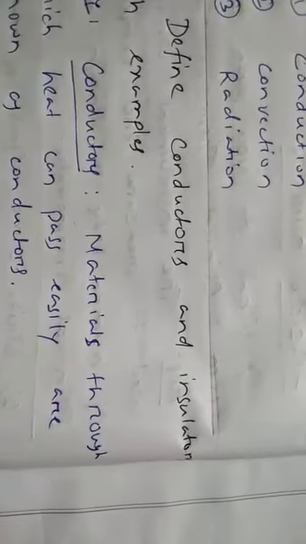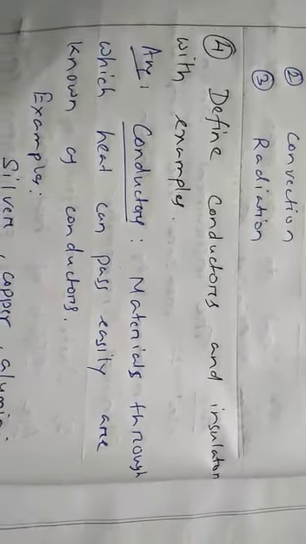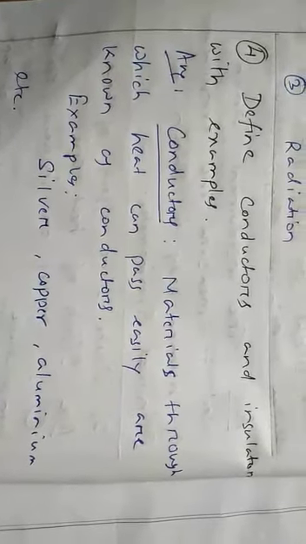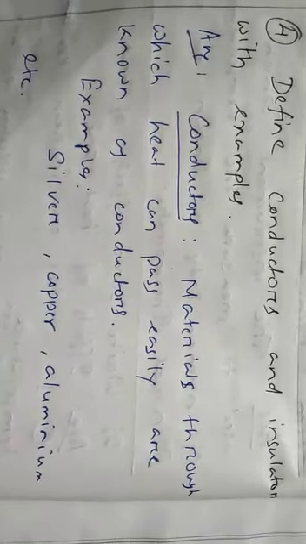Conductors and insulators you also learn in electricity. Whenever you get the chapter electricity in a higher class, you also learn about conductors and insulators. Conductors are materials through which heat can pass easily, or you can say the materials which allow heat to pass through are known as conductors. Some examples are silver, copper, aluminum, etc.